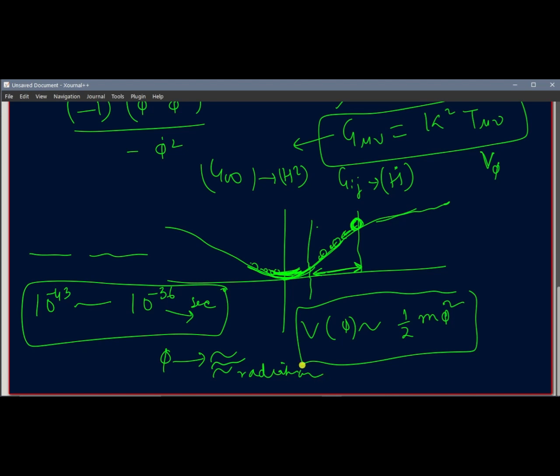How did the universe dynamically enter the radiation phase? The answer is that the field rolled very slowly down this hill, so the potential has to be nearly flat. Then when it reaches the minimum, it starts oscillating, and that gives the radiation period. The field has to be slowly moving, and from there we get the concept of slow rolling. Whenever you talk about inflation, you will always see this concept of slow rolling.